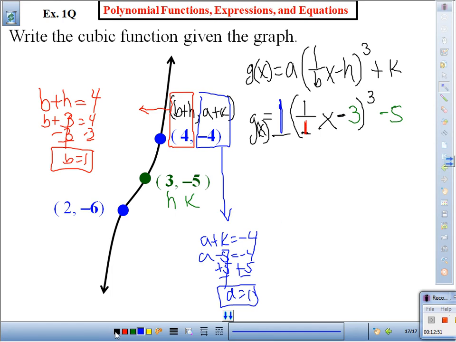Let's simplify the function. We got g of x. Do we need to write the 1 for h? No. How about the 1 for b? No, because that's still 1. What does that leave us with? x, what else? Minus 3 cubed minus 5.